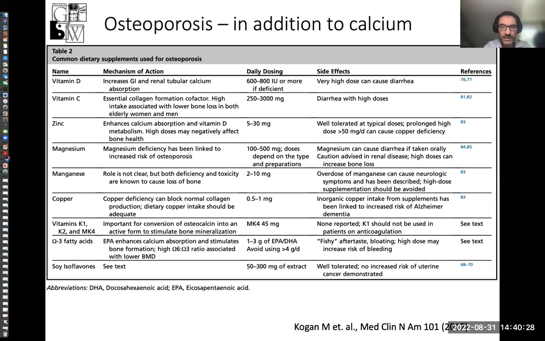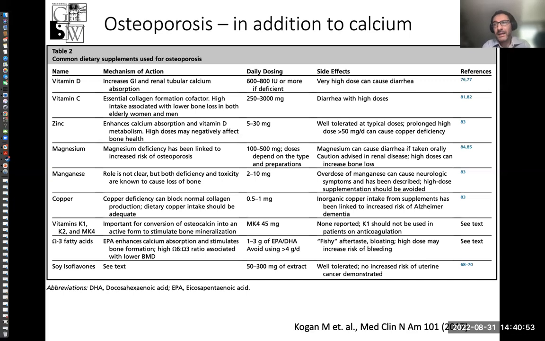Magnesium is critical. It actually is part of the bone formation as well. So magnesium deficiency has been linked to increased risk of osteoporosis. So it's essential. Manganese, the role is not necessarily clear, and excessive manganese can be concerning. There have been documented cases of overdose, so you have to be careful.